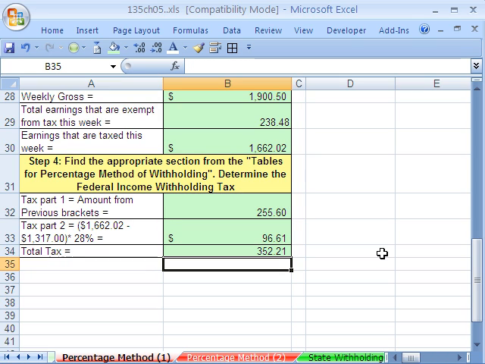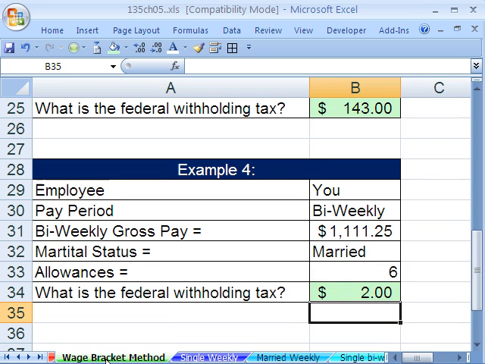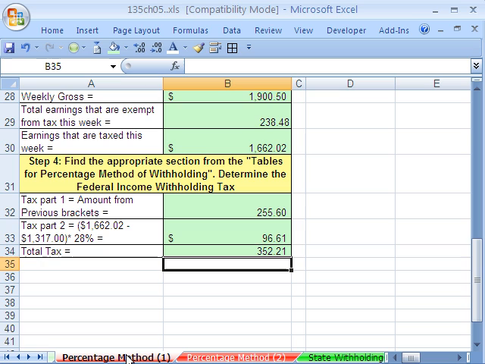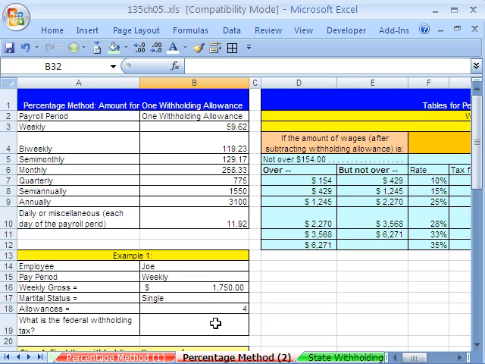Wow, so which one would you rather do if you are doing the taxes? You'd probably want to do the wage bracket method. You just look it up, and there it's calculated. All right, but that was one for a single person. Let's go ahead and do this again. For Joe, all of a sudden, it says single, but we need married here.